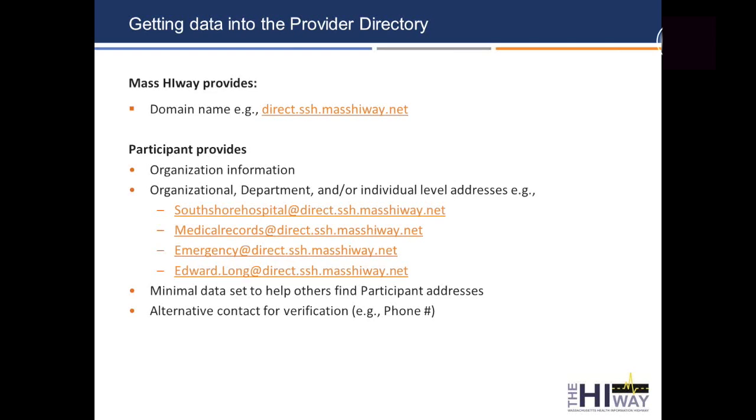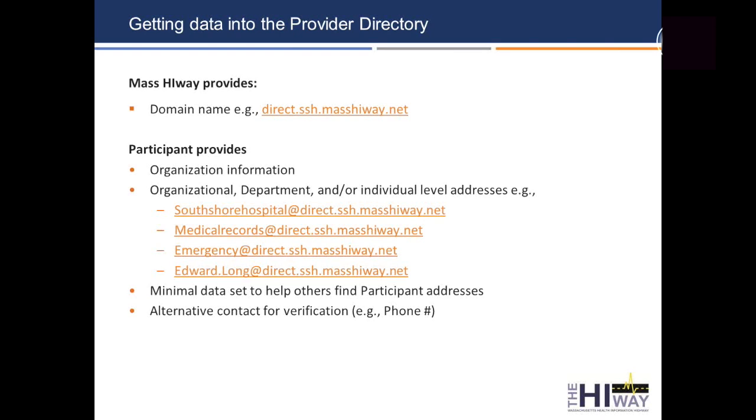So the first idea is, how do we, as users of the HIway, get information into the provider directory? The first thing is, the HIway will determine what the domain name is. That's the part at the end of the address. You can request a domain name, and the HIway will do its best to match your request. But it needs to be unique, and it needs to have a certain format that makes it easy to identify you in your organization. So in this case, we've got a domain name of South Shore Hospital, represented as direct.ssh.masshiway.net.